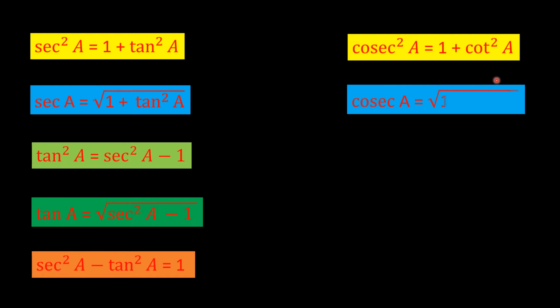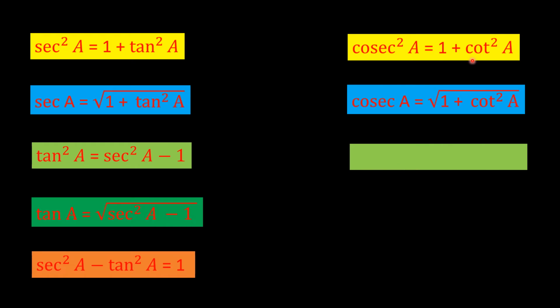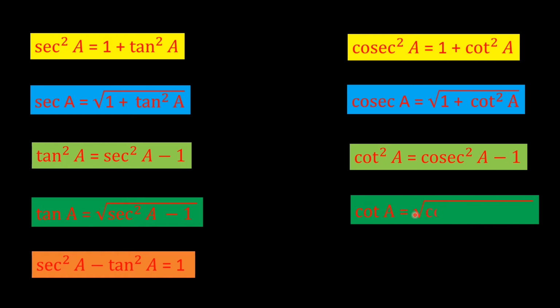We write cosec a equals under root 1 plus cot square a by taking square root on both sides. In the next version, we write cot square a equals cosec square a minus 1. Here we have taken this one on the left hand side. In the next version, we write cot a equals under root cosec square a minus 1 by taking square root on both sides.